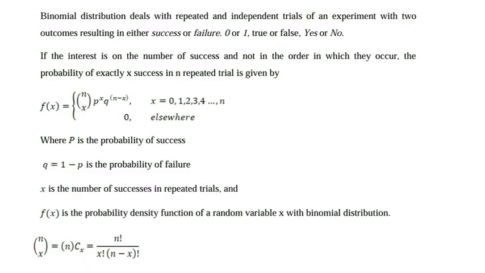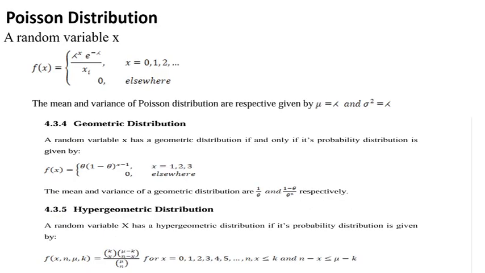The probability of failure is 1 minus the probability of success, and our x is the number of successes in repeated trials, and our f of x is the probability density function of a random variable X with binomial distribution, n combination x, which is nCx = n factorial over x factorial times (n minus x) factorial.